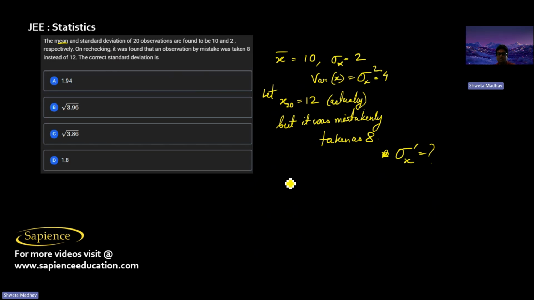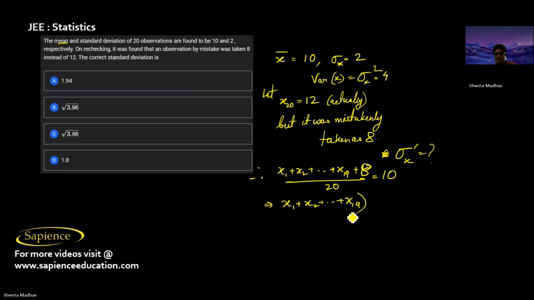Let me find that. So now we can say x1 plus x2 plus dot dot plus x19 plus 8, that was taken as 8, divided by 20, that is given as 10. So therefore x1 plus x2 plus till x19 will be equal to 200 minus 8, so that is 192.